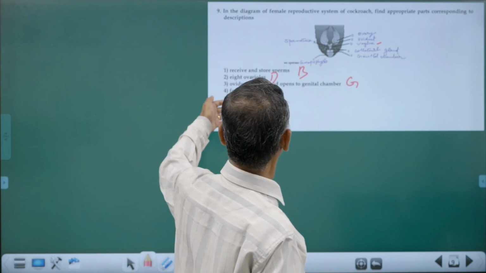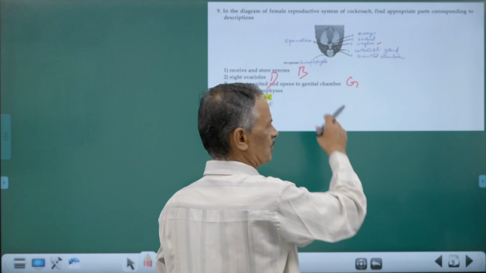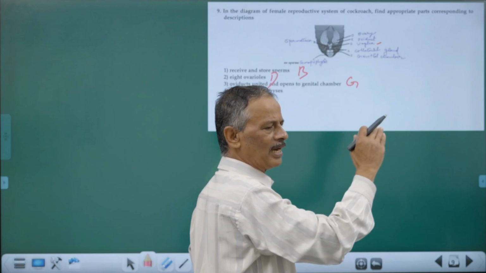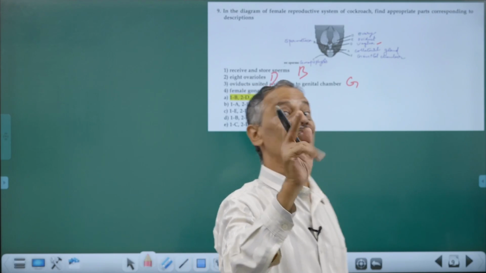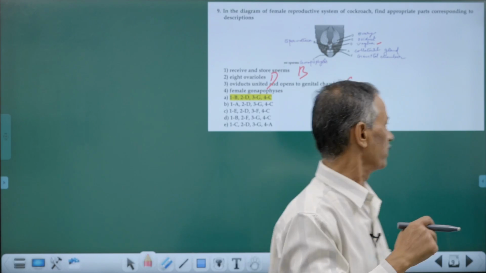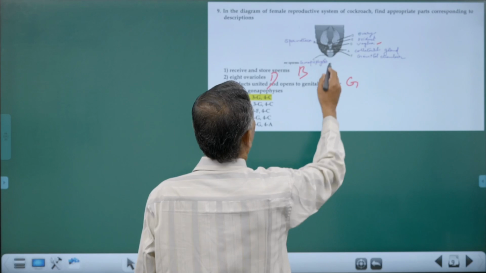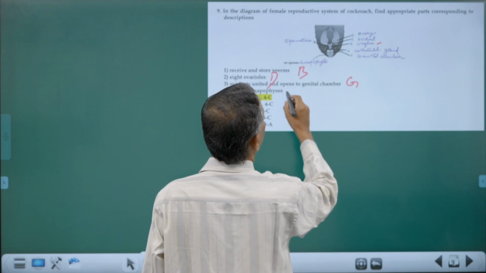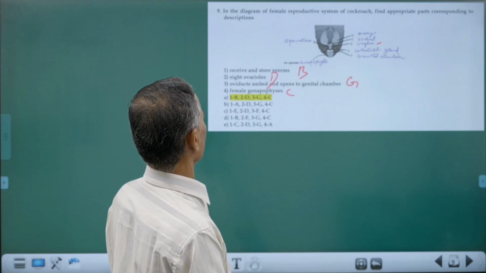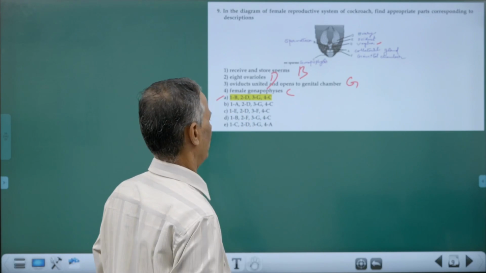And the fourth question is female gonapophysis. What is gonapophysis? The external visible genitalia. That's called gonapophysis. In males, the external genitalia is phallomeres, 3 irregular chitinous plates called phallomeres. So here it is the gonapophysis. Okay. That is the external genital visible part. So that should be the order. B, D, G, C. That is why we take it as the correct answer.